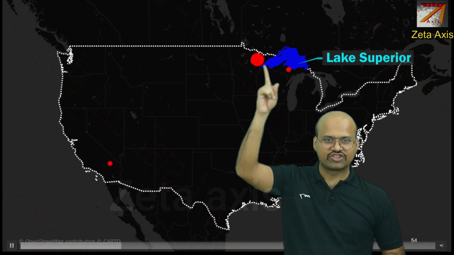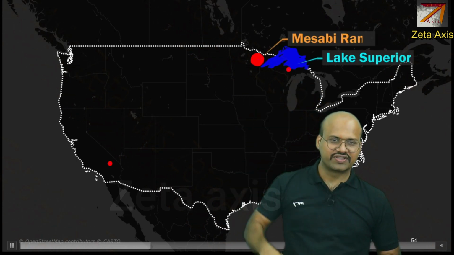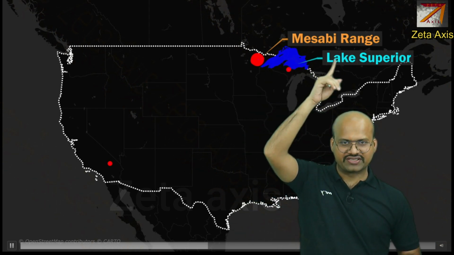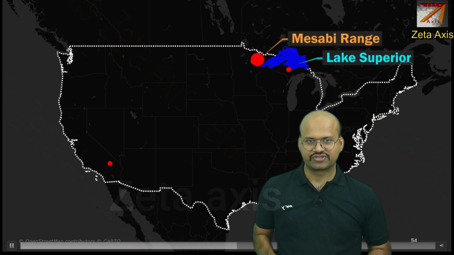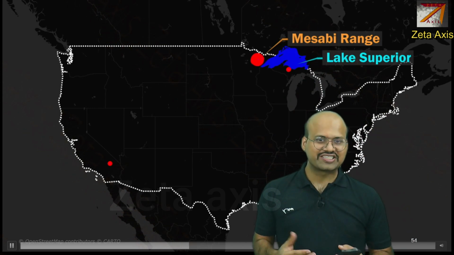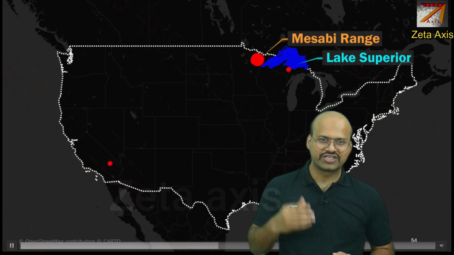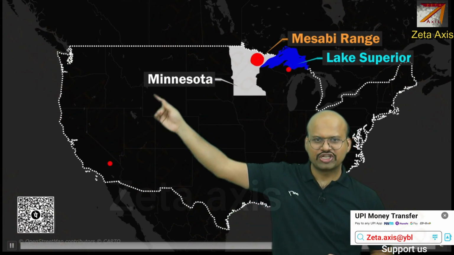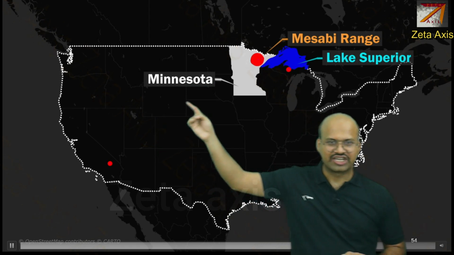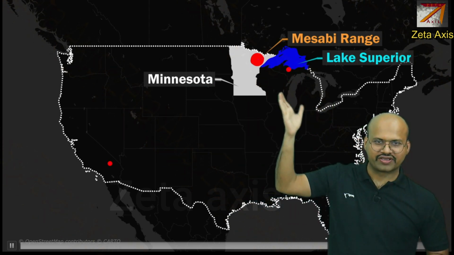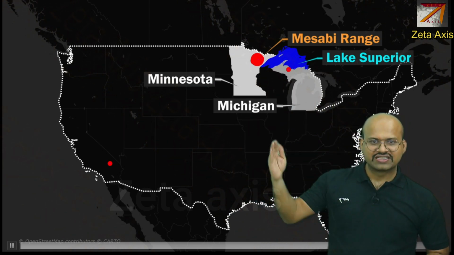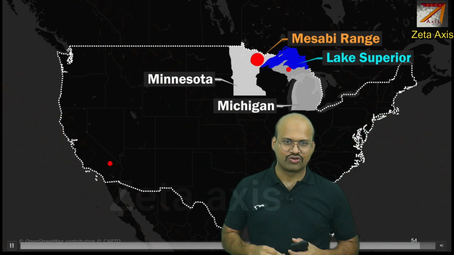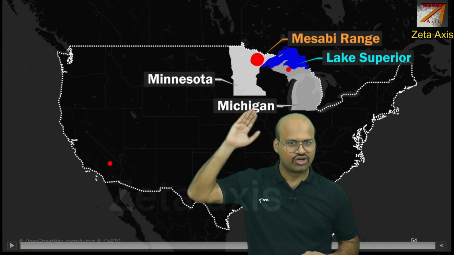And this is our Lake Superior. So on both sides of Lake Superior, we have these iron ore deposits. Here, there is a mountain called the Mesabi Range, which has most of the iron ore deposits. If we see the states of the United States of America which produce these iron ores, then we can see that the highest amount of iron ore is produced by Minnesota, followed by the state of Michigan, which is located over here. So these two states, Michigan and Minnesota, produce the maximum amount of iron ore within the United States, where Minnesota tops the list.